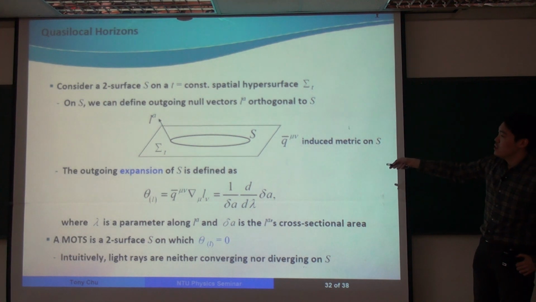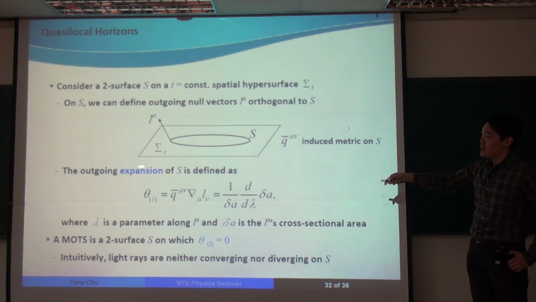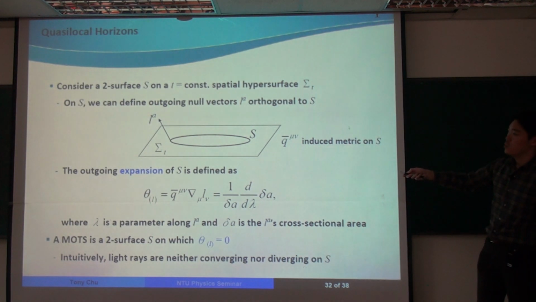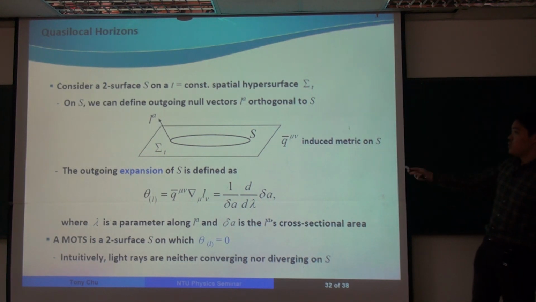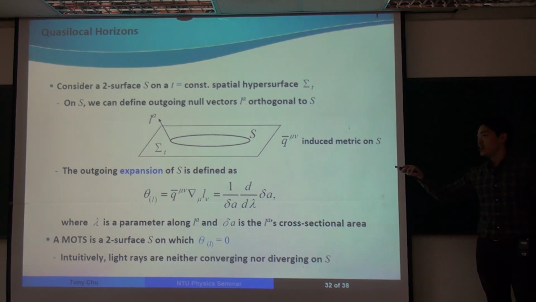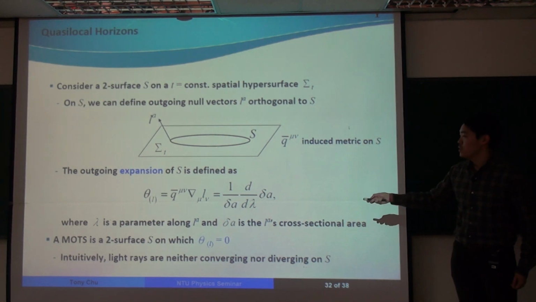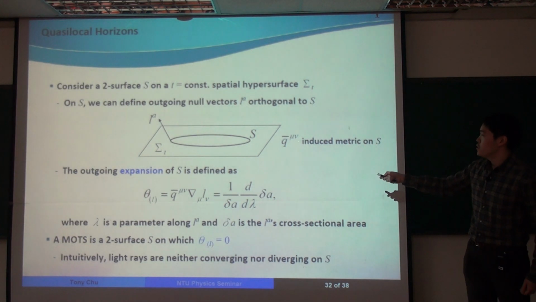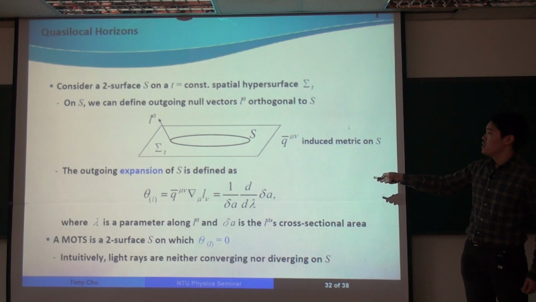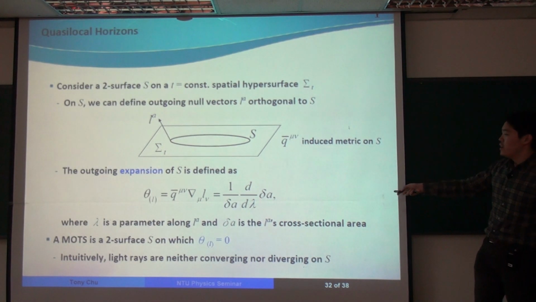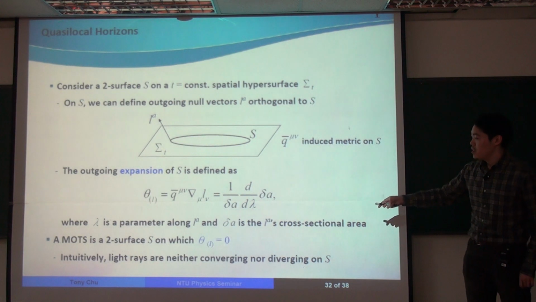The triangle here is a representation of our hypersurface T. We can consider two-surfaces S on it, and then we can consider outgoing light rays that are orthogonal to S, which I call L. Then we can define something called the outgoing expansion of this two-surface S. This is just the formal definition: Q bar is the induced metric on S by the spacetime, contracted with the covariant derivative of L.